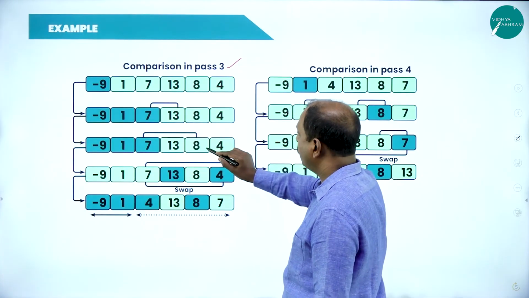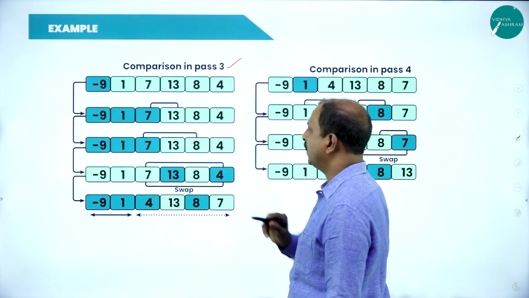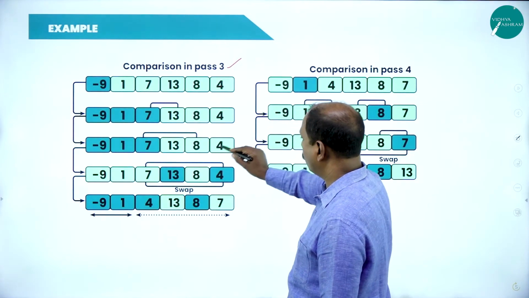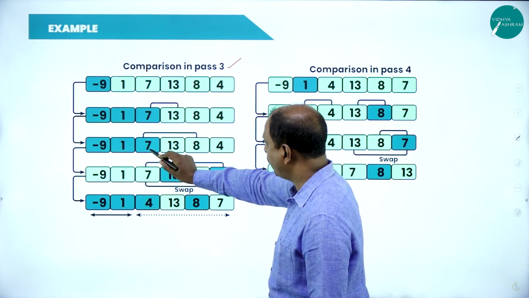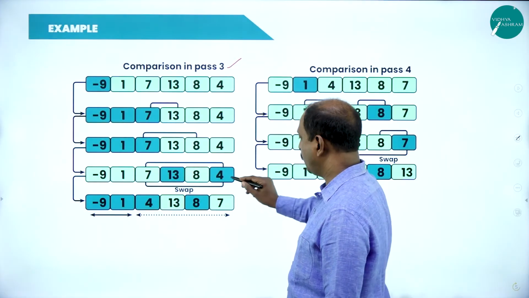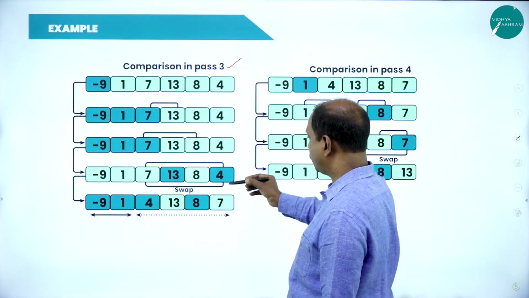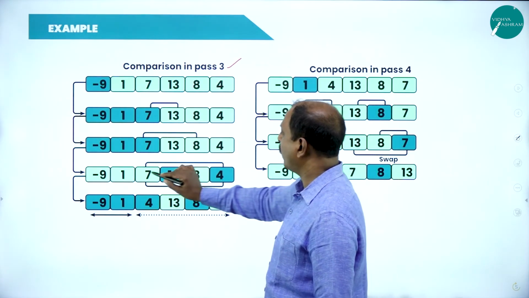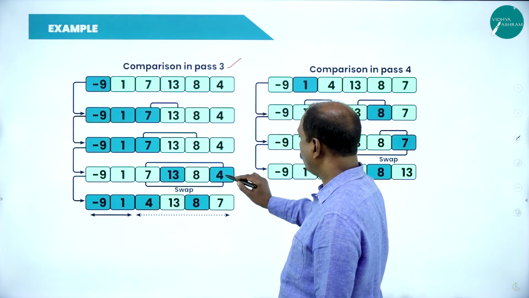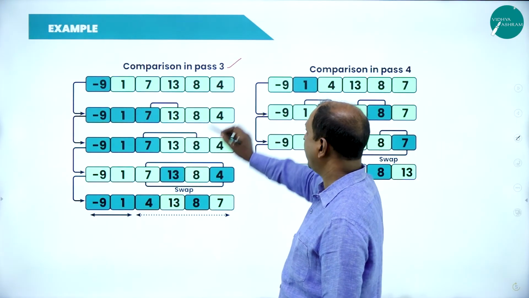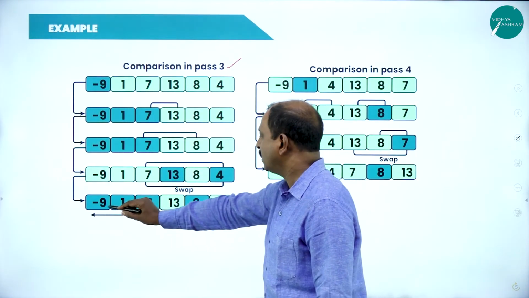So 7 and 8, out of these two, 7 is the smallest element. Again, next step is 7 and 4. We have to compare the 7 and 4. Out of these two, 4 is the smallest element. So at the end of pass 3, we are going to swap these two values. So 4 comes to this position and 7 comes to its position. So at the end of pass 3, these are the elements.